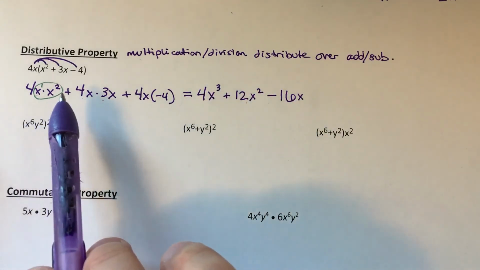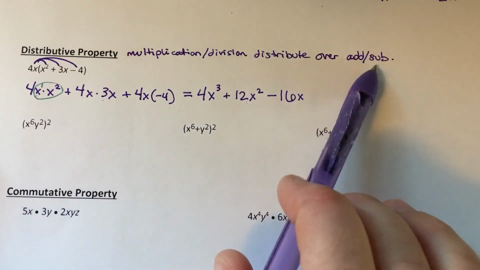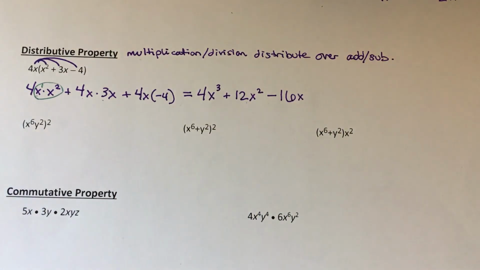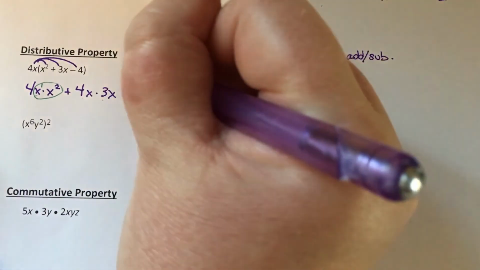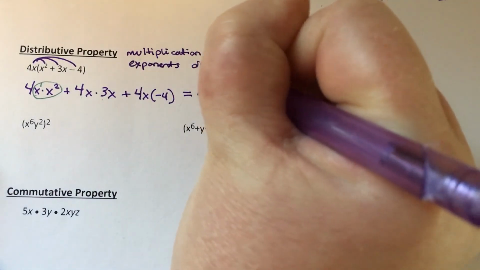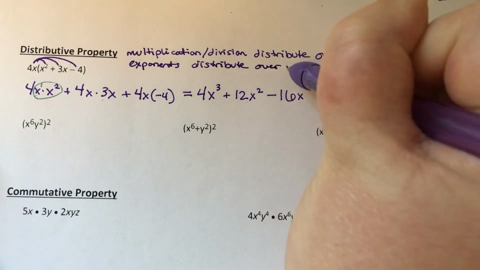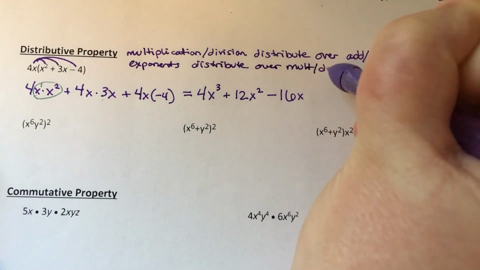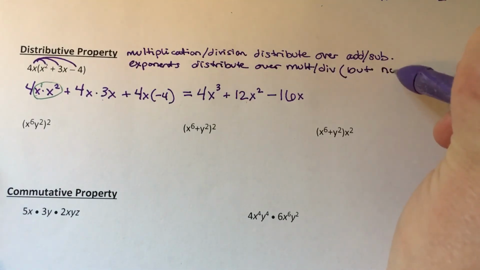So that's our traditional way of distributing multiplication or division over addition and subtraction. But it turns out that exponents distribute over multiplication and division. So let's write that. Exponents distribute over multiplication and division, but not addition and subtraction.